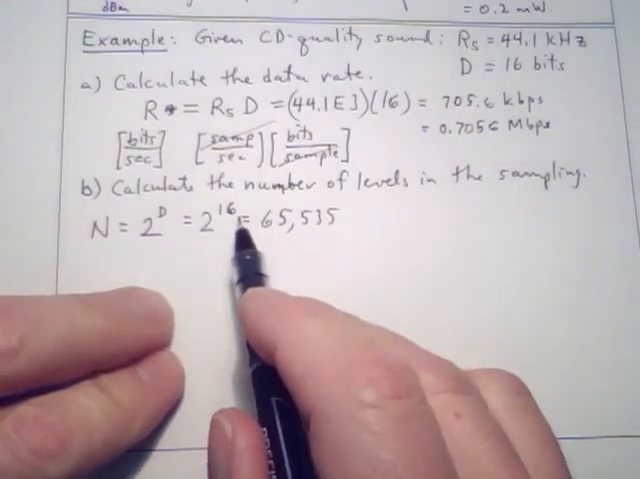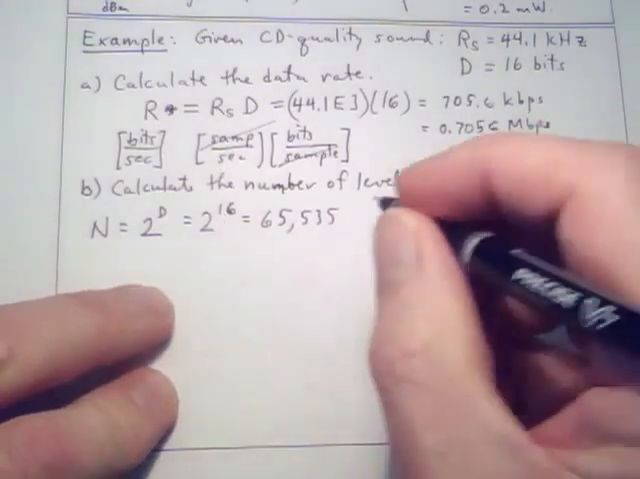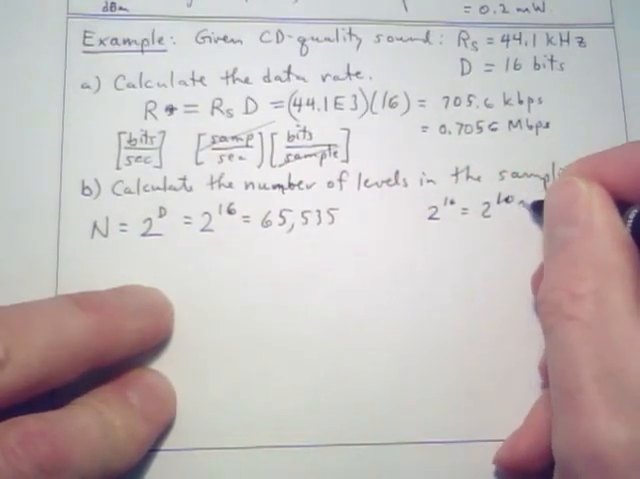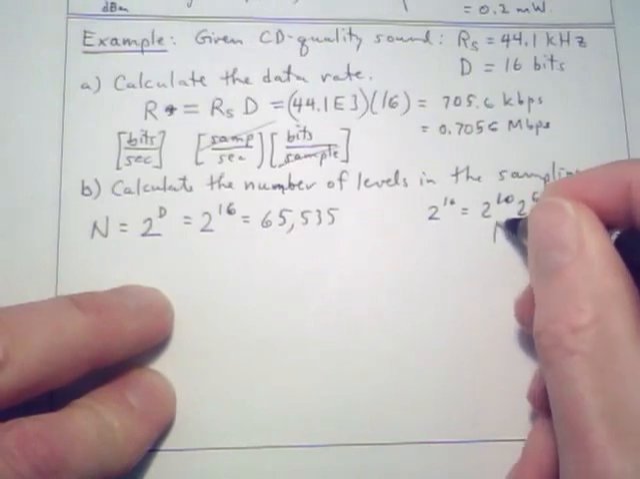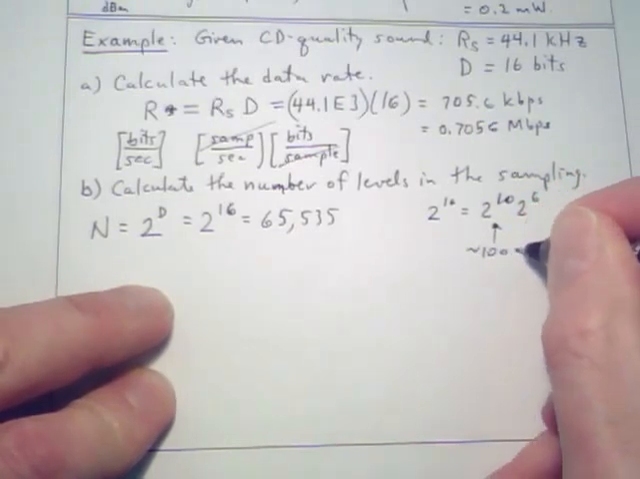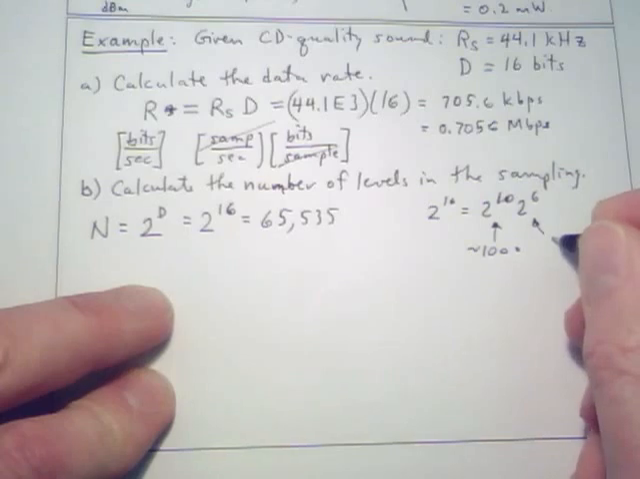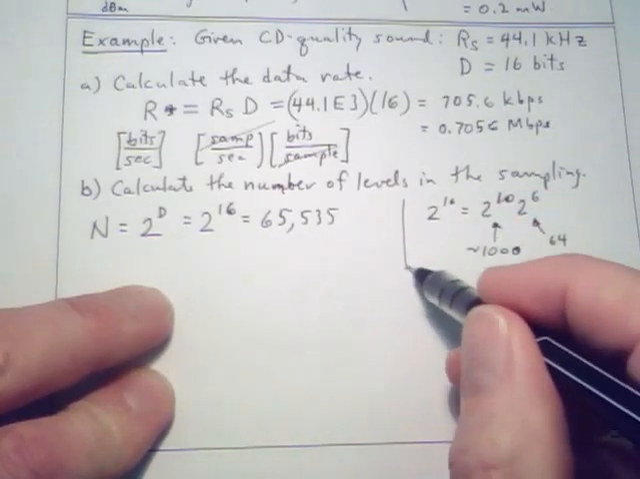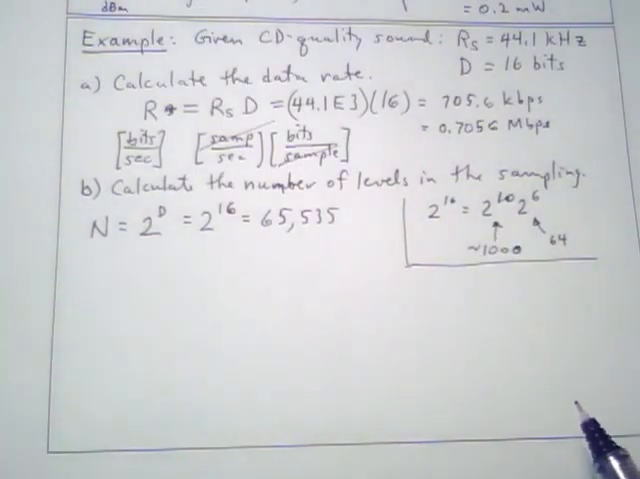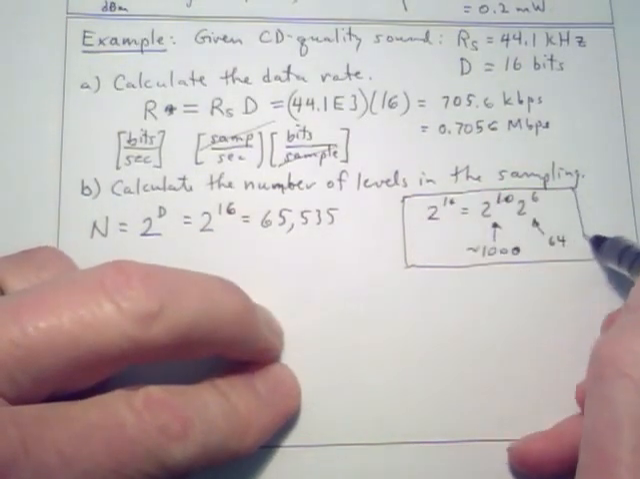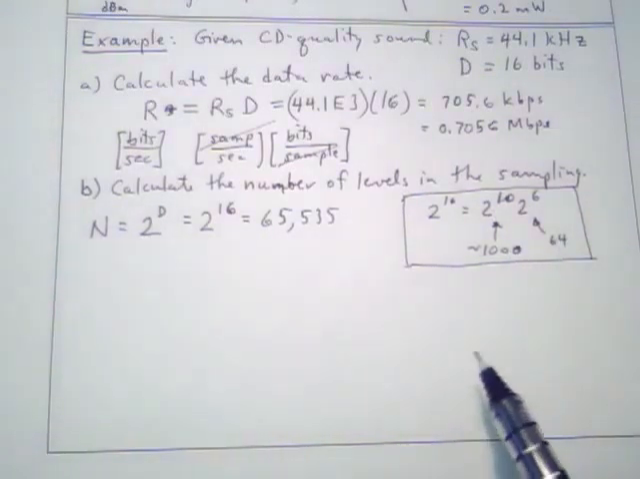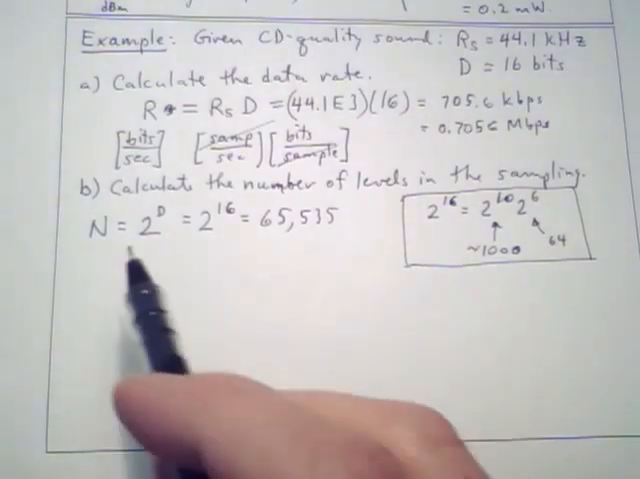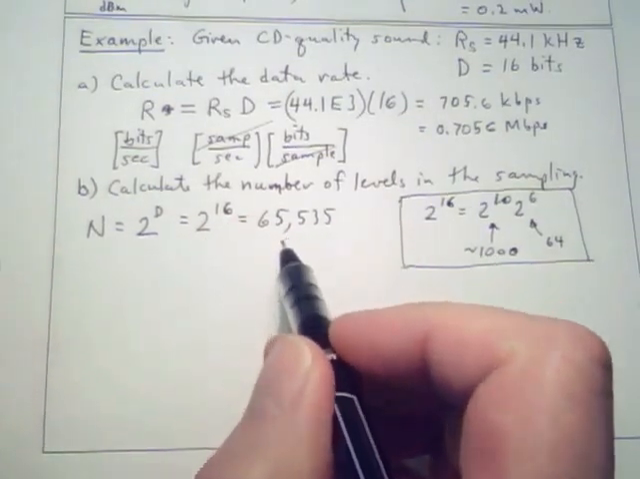we can do the 2 to the 16th by saying that it's 2 to the 10th times 2 to the 6th, and 2 to the 10th is approximately 1,000, and 2 to the 6th is 64. And so we can immediately, just by looking at this value, say that it's about 64,000 by using this little trick: the fact that 2 to the 10th is just about 1,000, and breaking up the 16 into a 10 plus 6. In any case, it's best to just do it on your calculator.